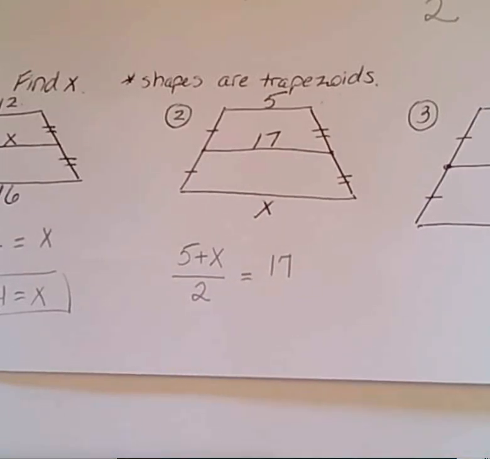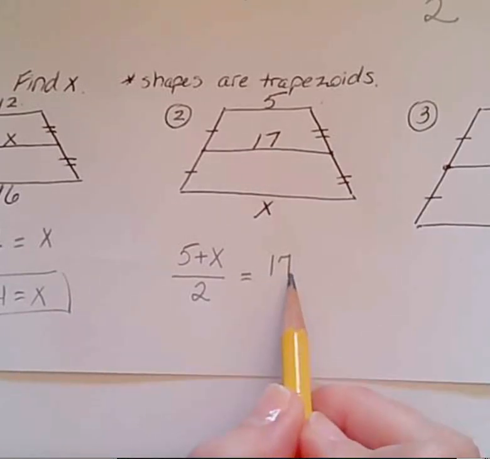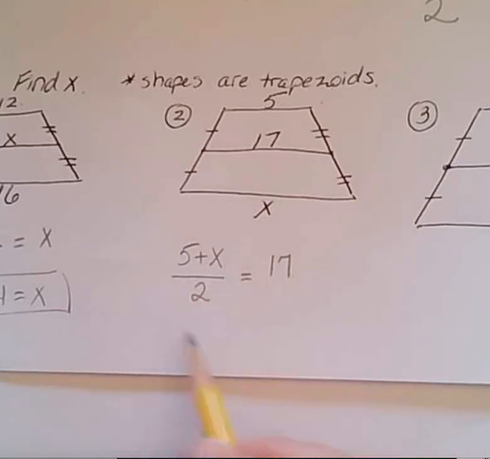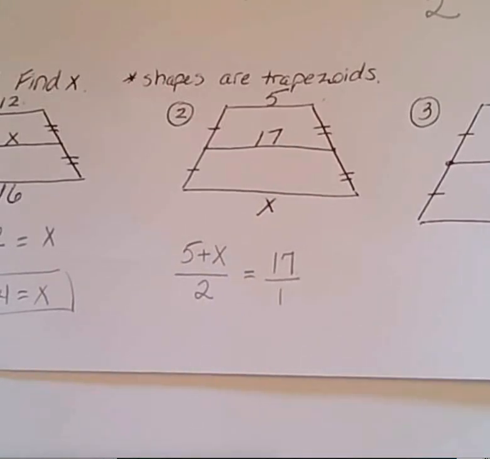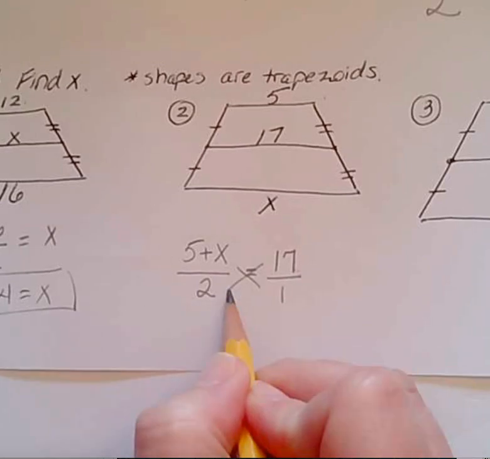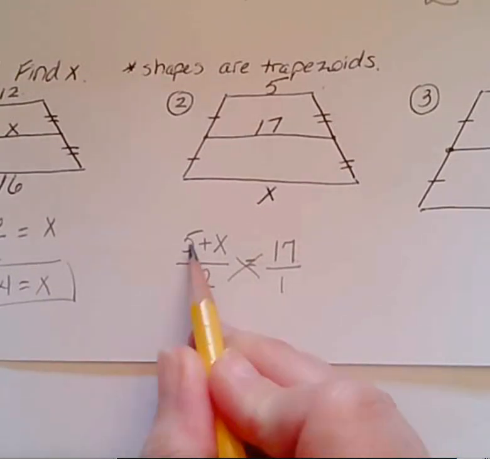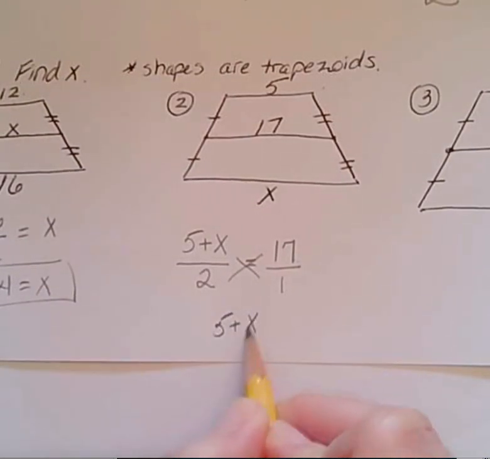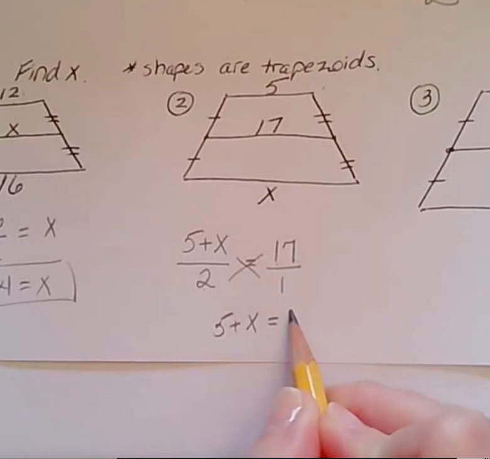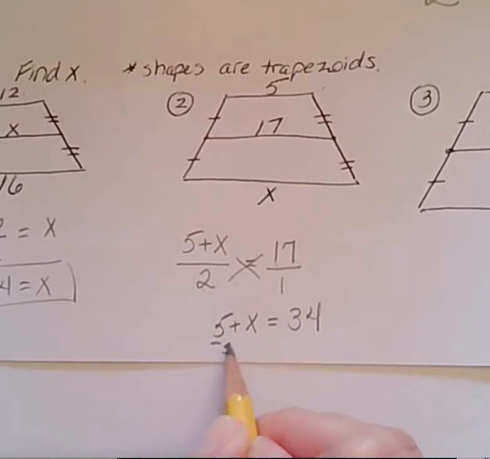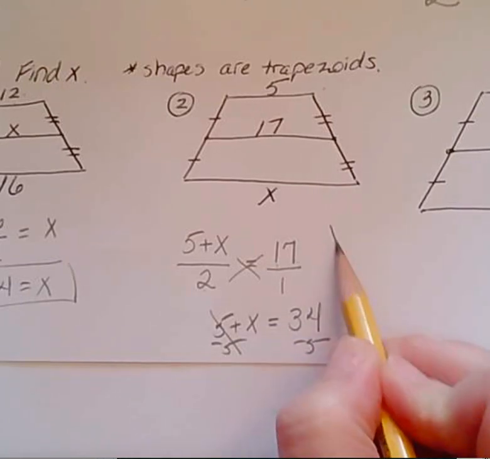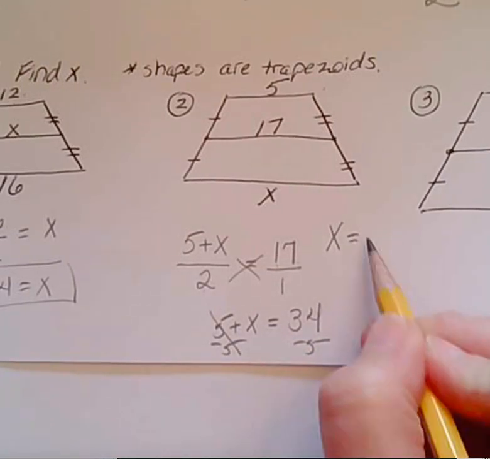So this time, we're not finding the midsegment. They gave it to me, so that's why my midsegment's not the x. So now I have to solve this. The easiest way to solve a problem like this, in my opinion, is to turn it into a proportion. Now we can cross multiply. And this is going to be 5 plus x is equal to 34. Subtract 5 from both sides, and x is equal to 29.